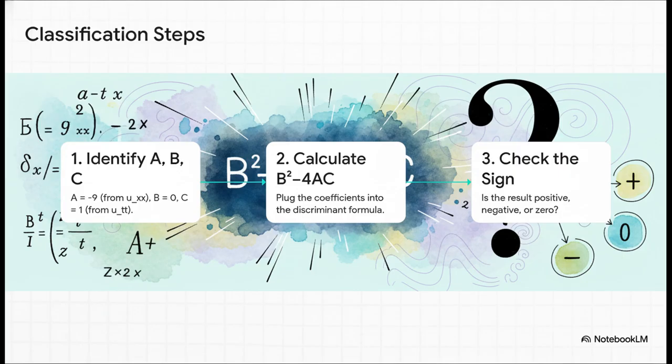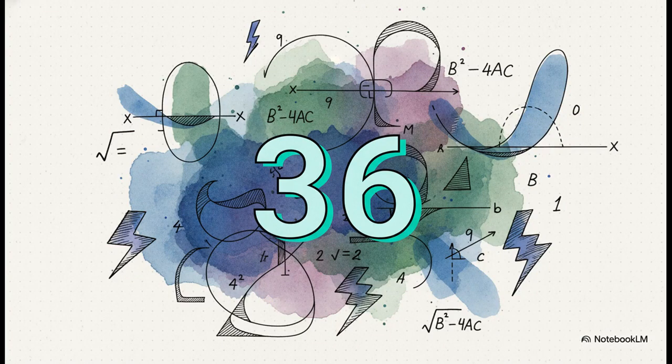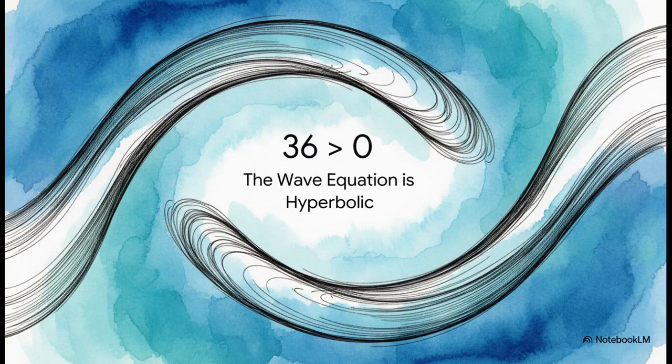Now we just plug those numbers into our formula. So we calculate b squared minus 4ac. That's 0 squared minus 4 times -9 times 1, which gives us a nice, clean 36. And since 36 is obviously greater than 0, our rule tells us the wave equation is hyperbolic. I mean, that just makes perfect sense, right? It's called the wave equation, so of course it has a wave-like hyperbolic personality.